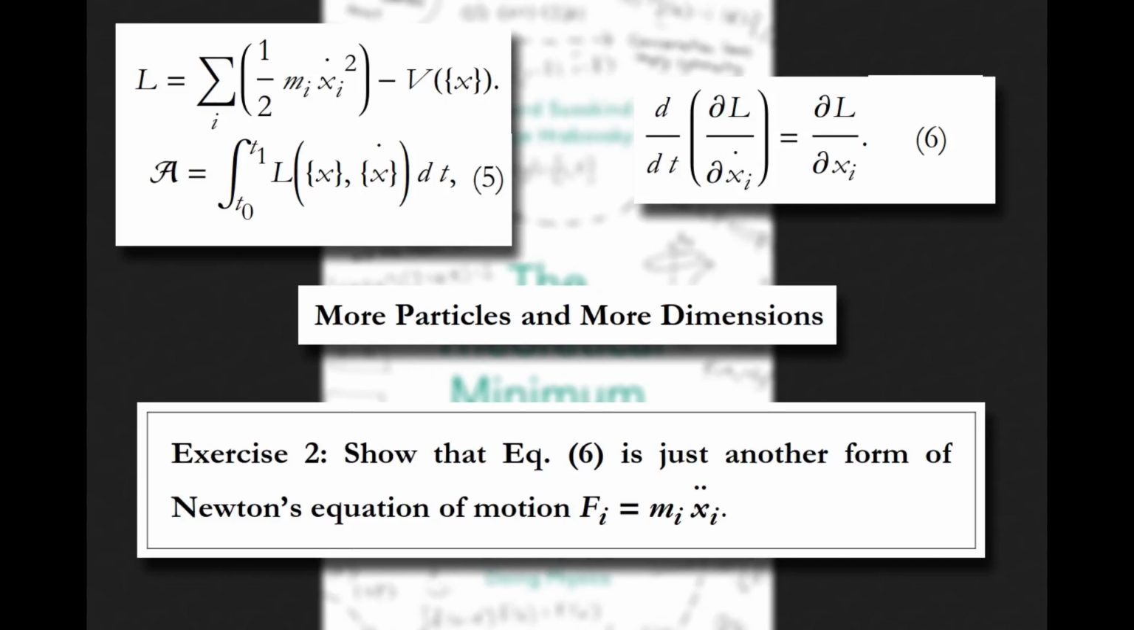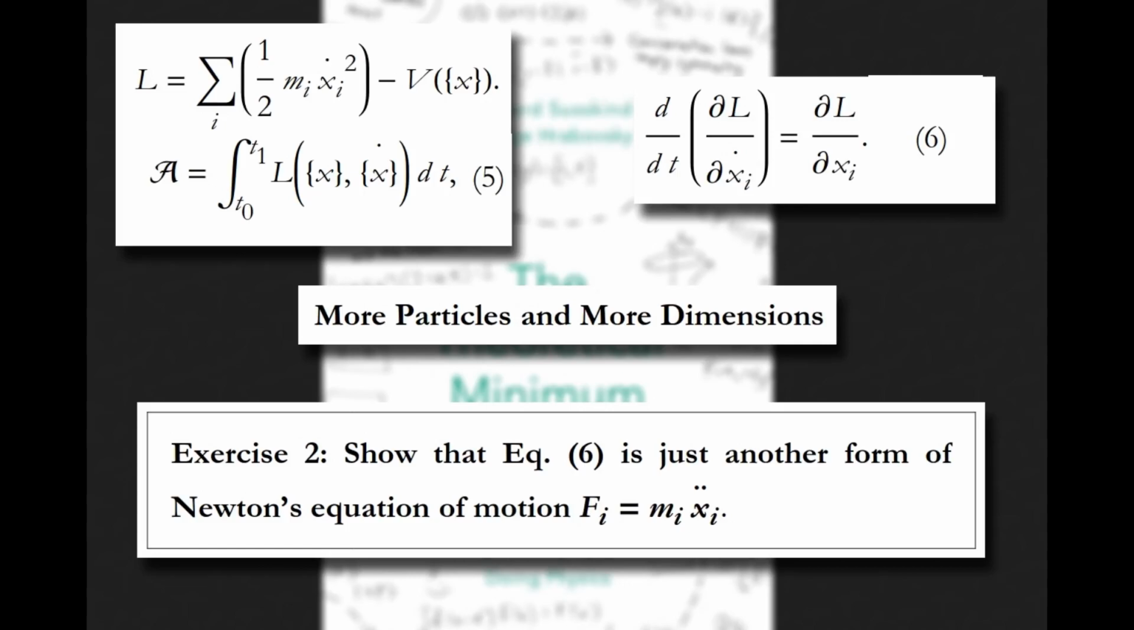When there are many variables, we can vary the trajectory in many ways. For example, we can vary x1(t) or x2(t) and so on. It's like minimizing a function of many variables. There is an equation for each variable. The same is true for the Euler-Lagrange equations. There is one for each variable xi. Each one has the same general form as equation 4. The time derivative of the partial derivative of the Lagrangian with respect to xi dot equals the partial derivative of the Lagrangian with respect to xi. And this is equation 6.